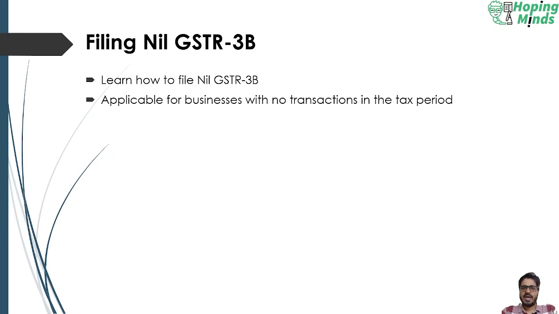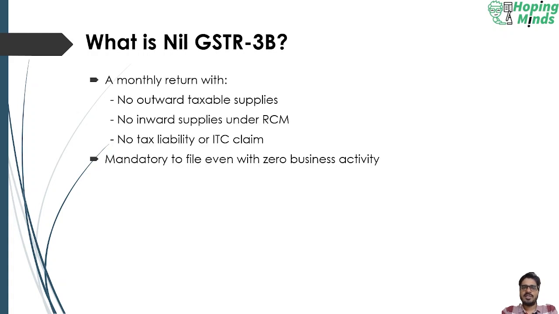So let us start with today's topic, that is filing of nil GSTR-3B return. So what is nil GSTR-3B return? It is a monthly return with no outward taxable supplies, no inward supplies under RCM, or no tax liability or input tax credit claims. It is mandatory to be filed even with zero business activity.